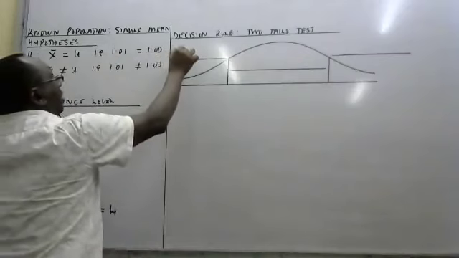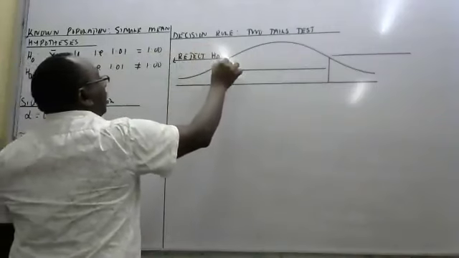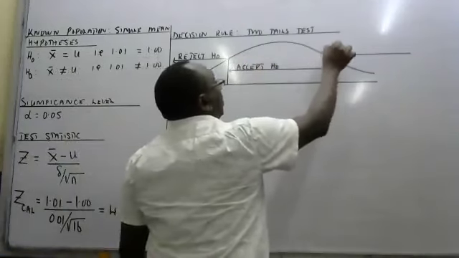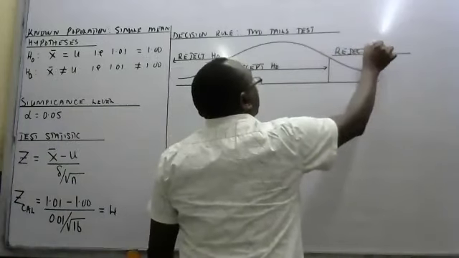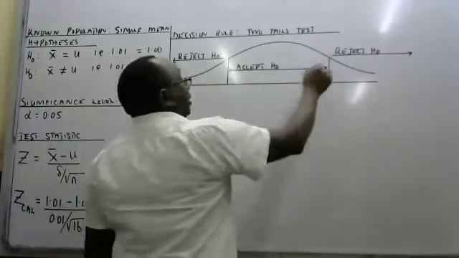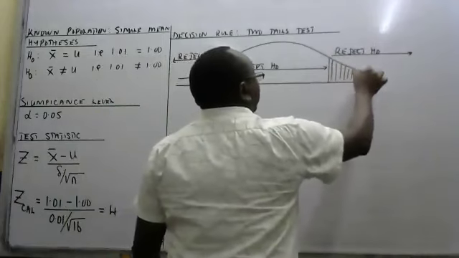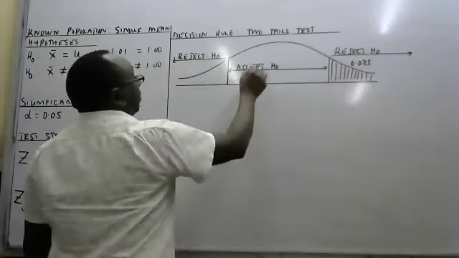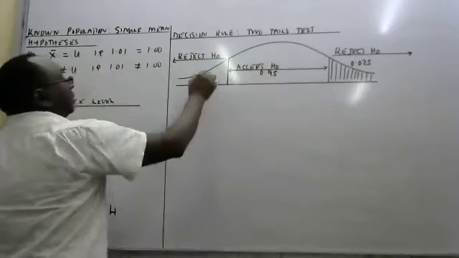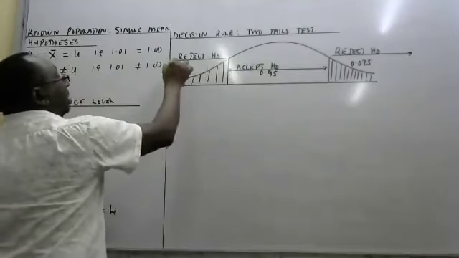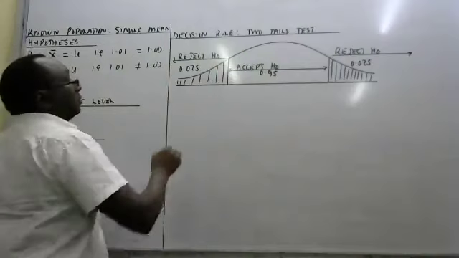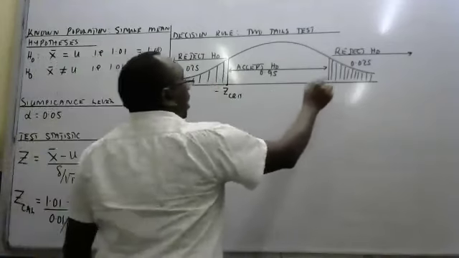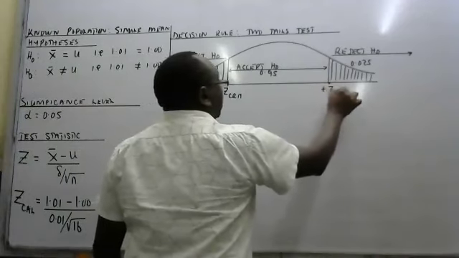So this side we say you reject null. Here we say you accept null. Here we say you reject null. And this side here, it is alpha. This is 0.025. This is 0.95. And this one is 0.025. So this is minus Z critical. And this is positive Z critical.